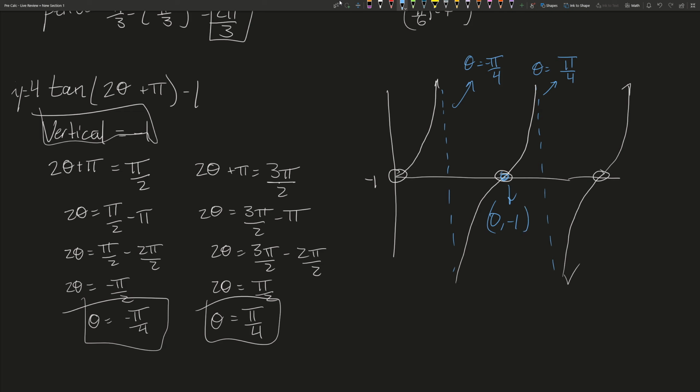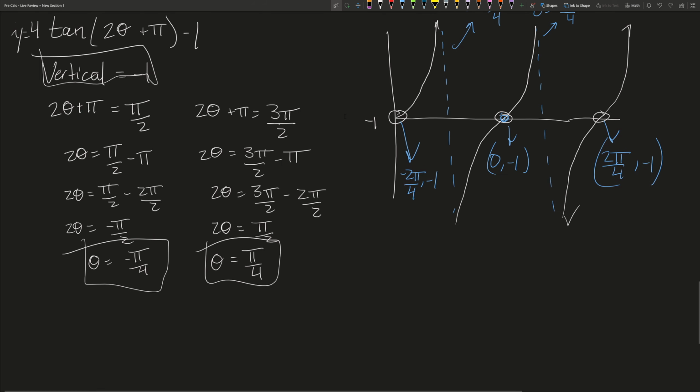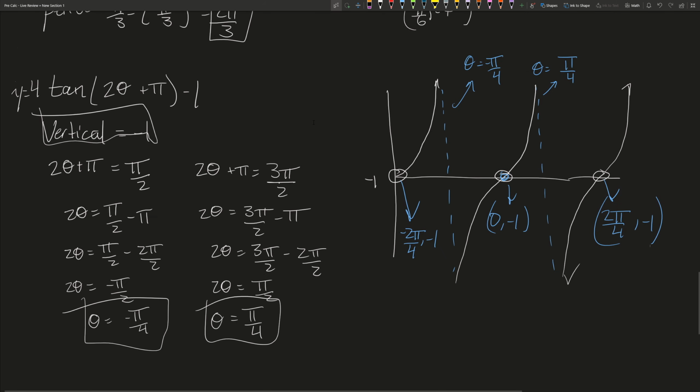And half the distance between -pi/4 and pi/4 is just pi/4. So we subtract pi/4 from -pi/4 to get this point, which would be -2 pi/4. And add it over here. So pi/4 plus pi/4, that's 2 pi/4. And this is -1. Okay, so that's tangent. It should be easier than graphing sine, cosine, secant, or cosecant. It's objectively less math, right? And then the next thing, which I'm going to save for the actual practice test, is identities.